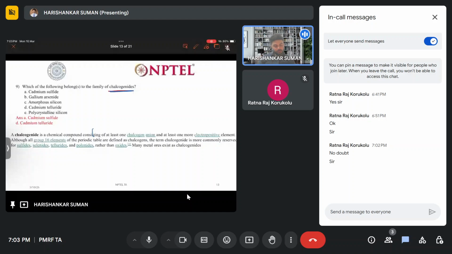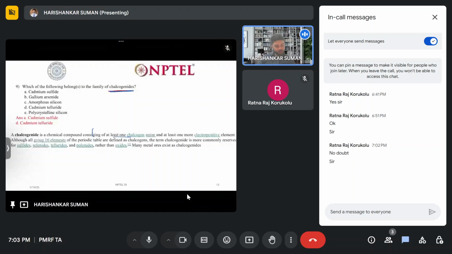A chalcogenide is a chemical compound consisting of at least one chalcogenide anion and at least one more electropositive element. Although all group 16 elements of the periodic table are defined as chalcogens, the term chalcogenide is more commonly reserved for sulfides, selenides, tellurides, and polonides rather than oxides. So many metals exist as chalcogenides.